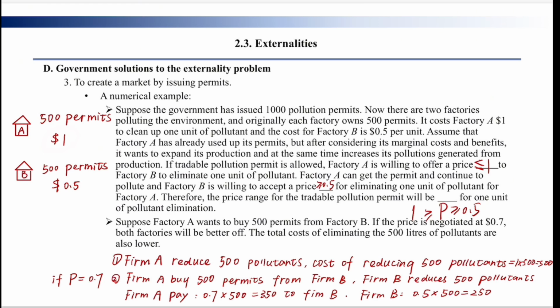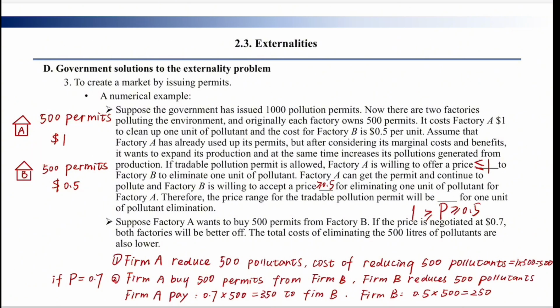So factory A is willing to offer a price less than $1 to buy from factory B. Then how much is factory B willing to accept? Factory B is willing to accept a price greater than $0.5 because its cost to treat the pollution is very low. Factory B only needs to spend $0.5 to treat the pollution by itself. It thinks, well, if I treat by myself and then sell the permits at, for example, $0.7, I can still earn $0.2, right? So the trading price should be greater than $0.5 and less than $1.